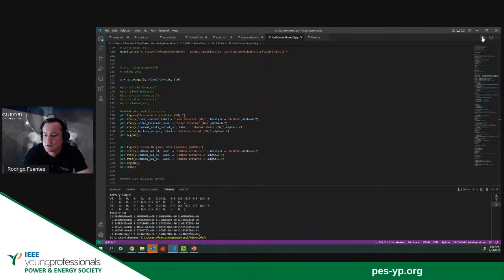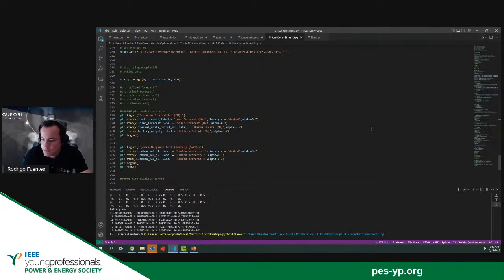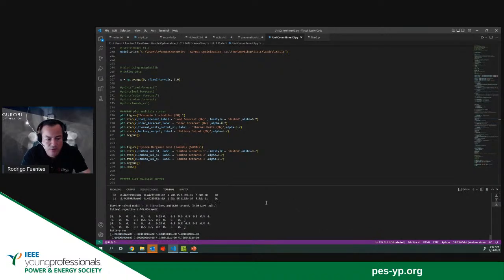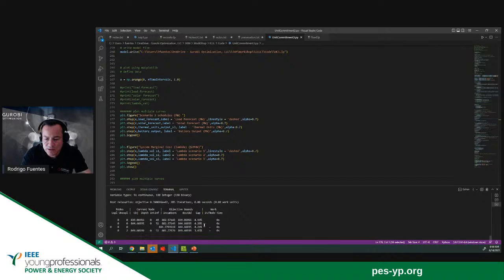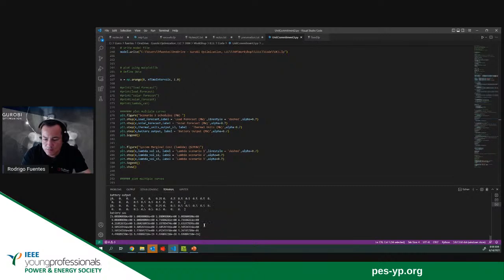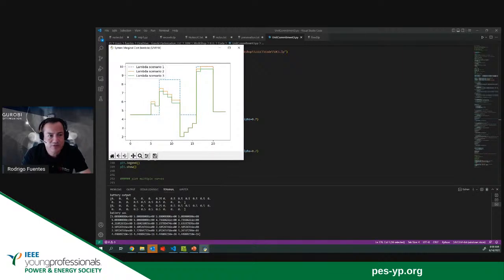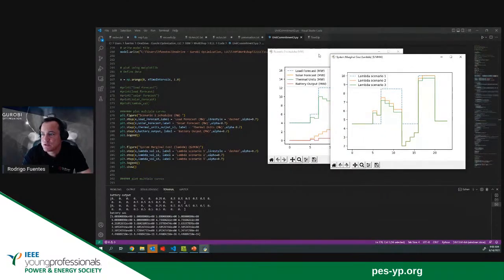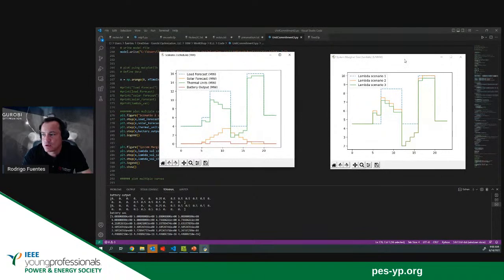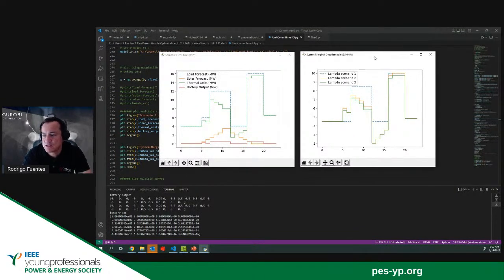So let me run this. I'm going to run this and see. Okay, so here you see the Gurobi in action. So I'm going to show you the graphs, and then I'm going to go a little bit over the logs in one of the LP files. Maybe it's easier if I put it this way. And I welcome you to have a look at this in detail. But here we're going to go briefly over this.